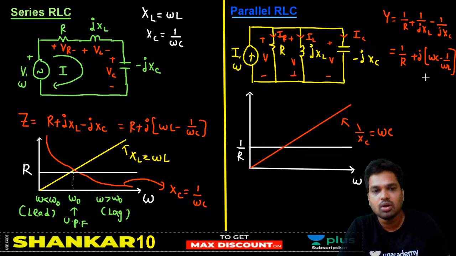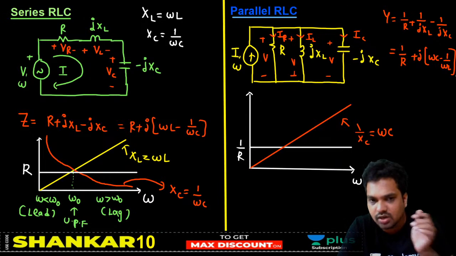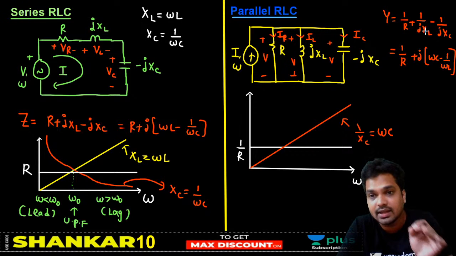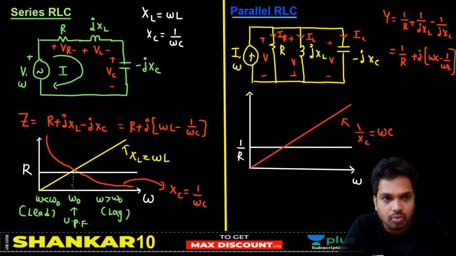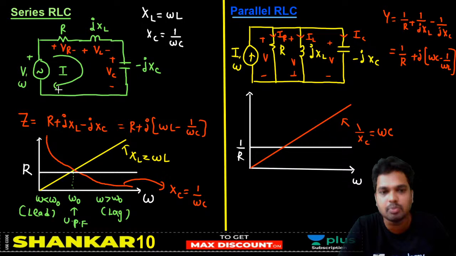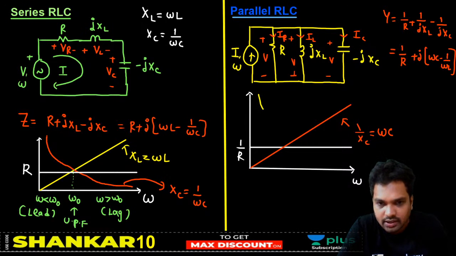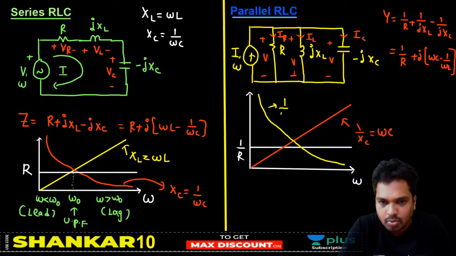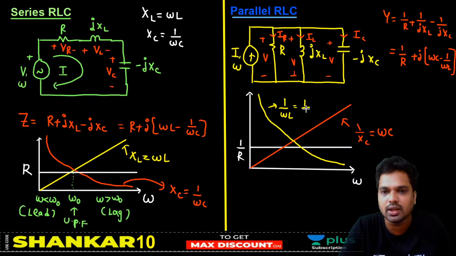What about 1 by XL, sir? 1 by XL is 1 by omega L. At omega 0, 1 by 0 is infinity. At omega infinity, 1 by infinity is 0. That is, your 1 by XL, 1 by omega L, is inversely proportional to omega. That will be like this. You will be getting a plot like this. This is for 1 by omega L, that is 1 by XL.